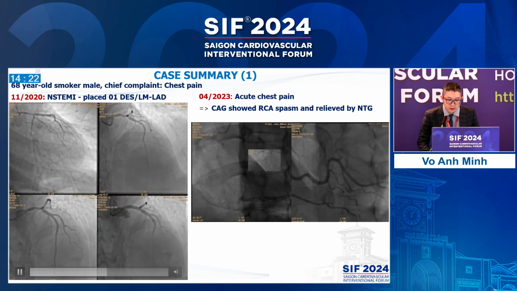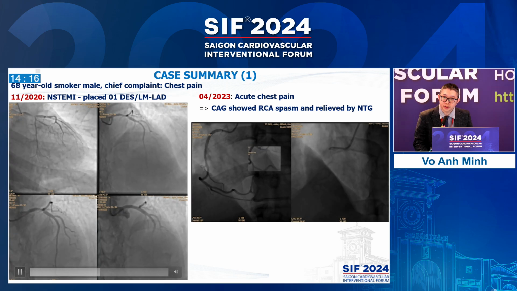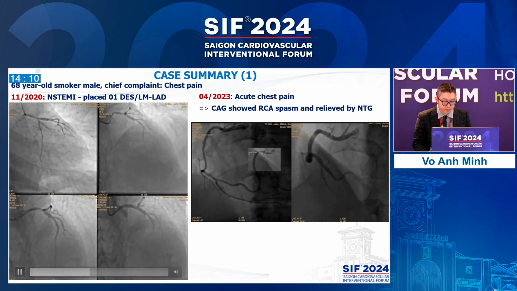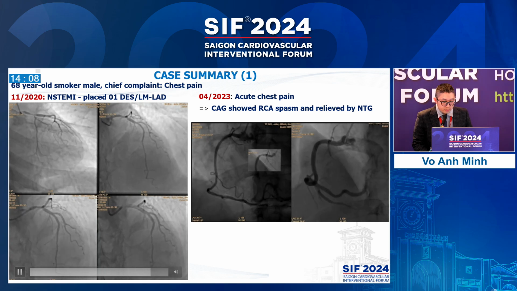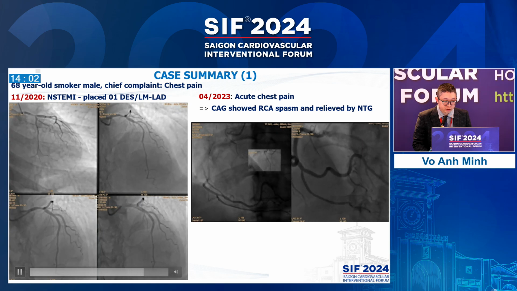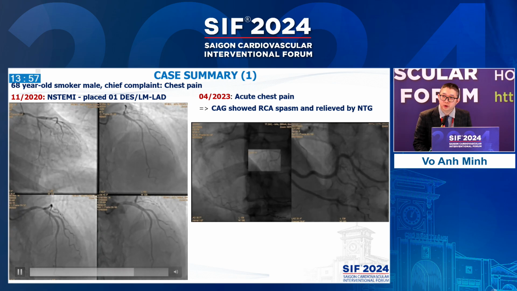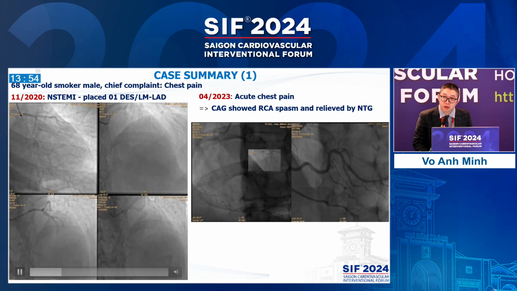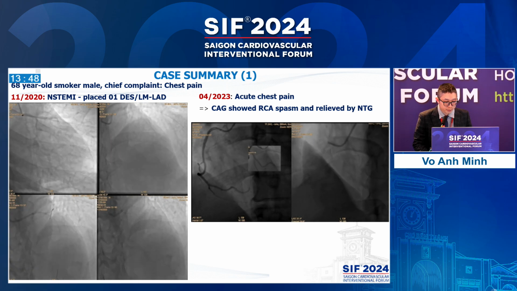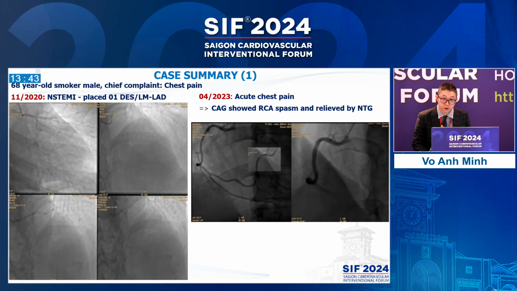Three years later, he visited his hometown in the north of Vietnam and had recurrent chest pain. The CAG at another hospital showed RCA spasm that was relieved with NTG. They gave optimal medical treatment with a calcium channel blocker and nitrate. But after that, he became very upset and depressed because he was admitted to the ER 4 times a month with recurrent chest pain, and the family was very upset and called me and asked me to bring him to our hospital.